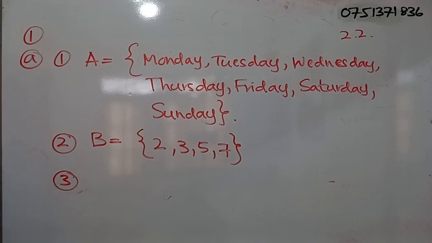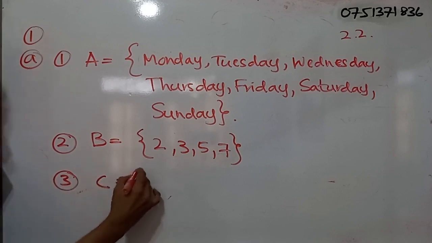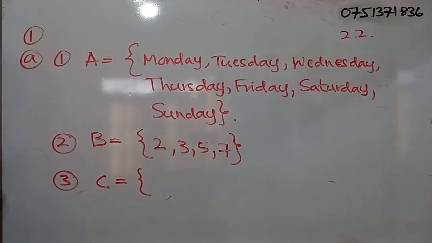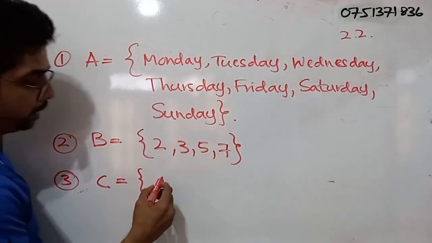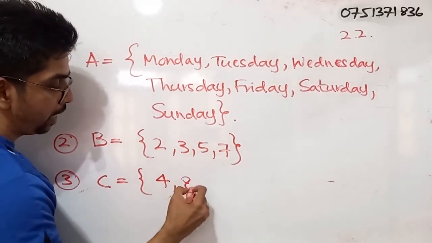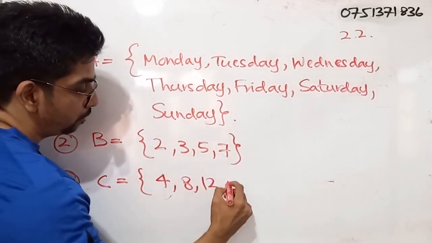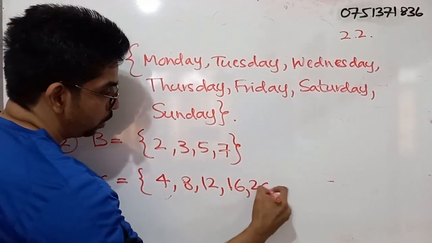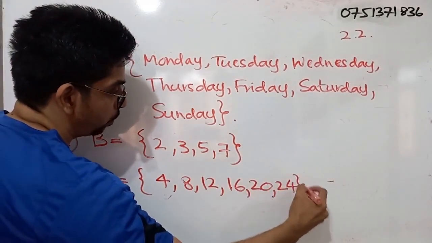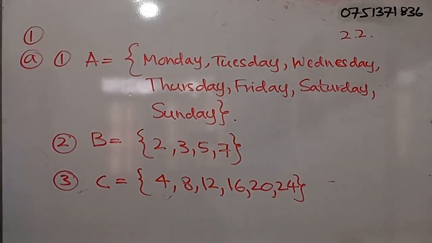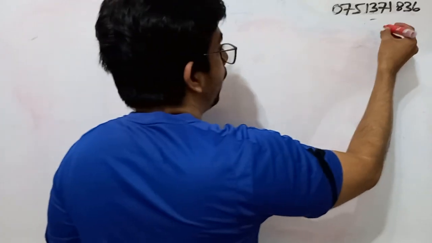Under that part 3. Multiples of 4 between 0 and 25. So that is set C. Multiples of 4 between 0 and 25. So what are the answers? 4, 8, 12, 16, 20 and 24. So how many elements are there? 6 elements are there. Right.